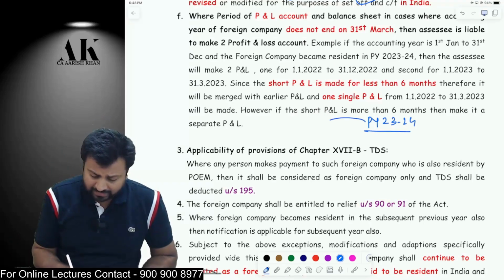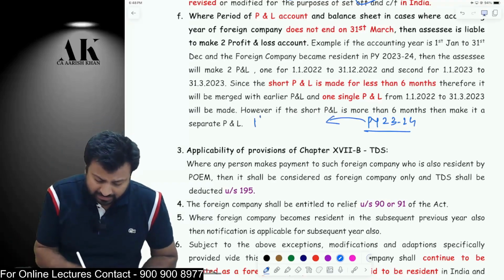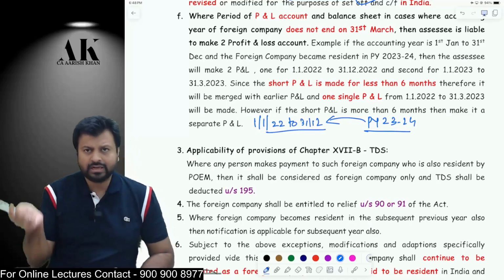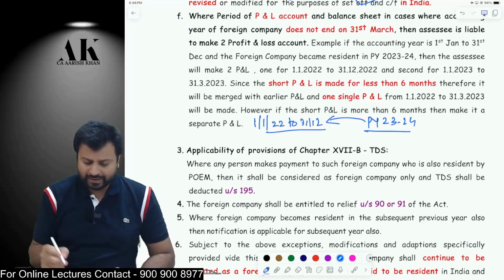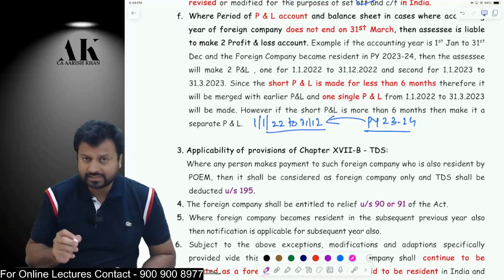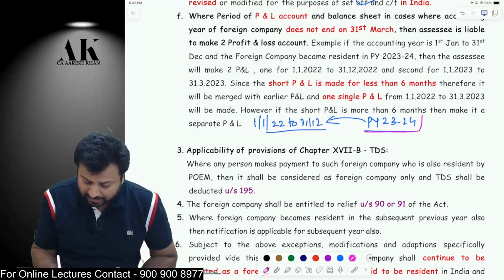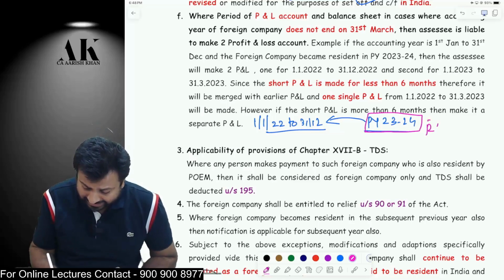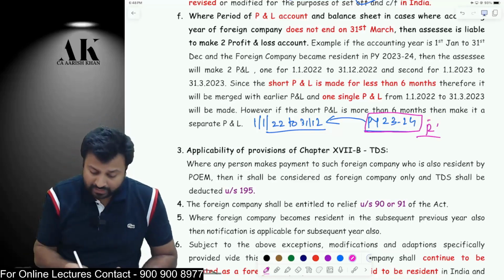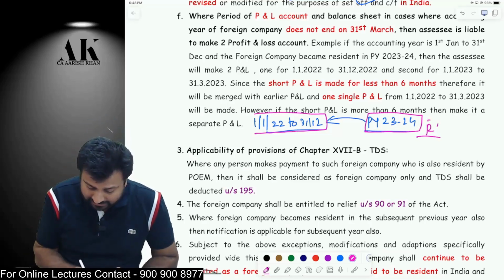You need to identify the last financial year of that country. The last financial year is 1st Jan 2022 to 31st December 2022. That will be the last financial year of that particular country. Now listen carefully. You have to be very careful with this. This is a very tricky point. Suppose, for example, the company has become resident in India in previous year 23-24, and therefore you need to see the last calendar year of that company, and then you have to see the intervening period.